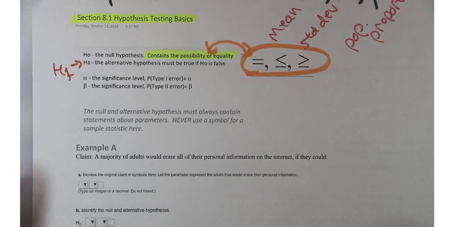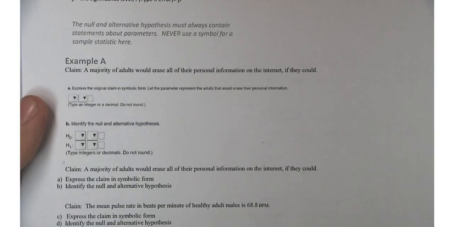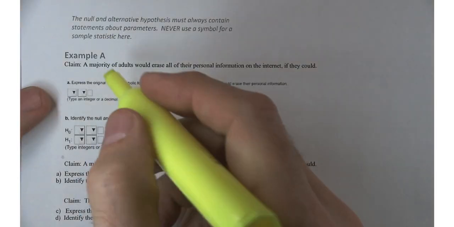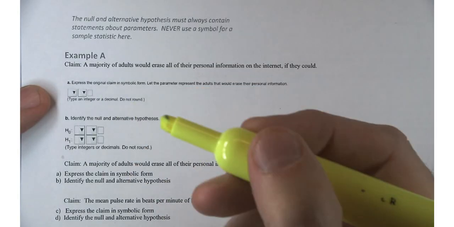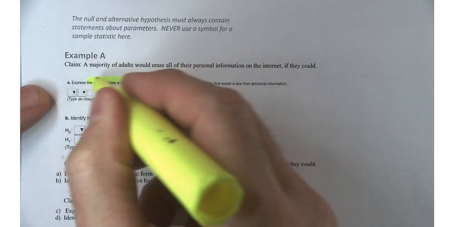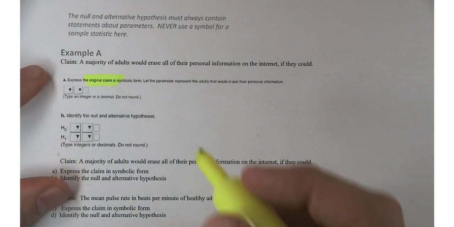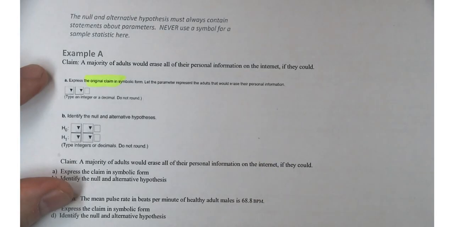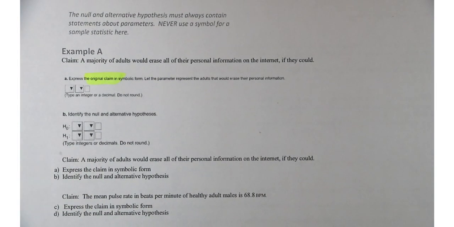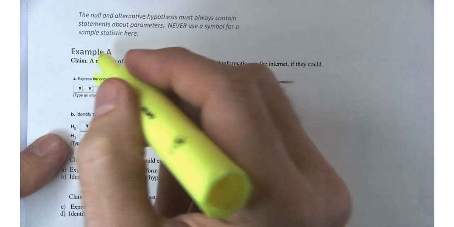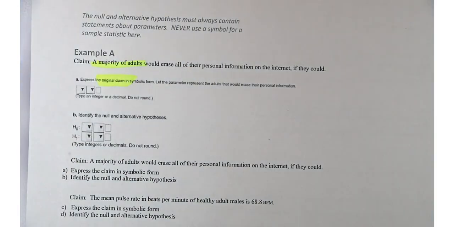And our first example here, example A, kind of matches a little bit of what you're going to see in the homework. You have these little drop-down menus, and it asks you to express the original claim. So the original claim in this one, there we go. Original claim. Well, that's going to go back to what we have up here. A majority of adults would erase all their personal information on the internet if they could. So let's look at this claim here. Majority of adults would erase all their personal information on the net if they could.